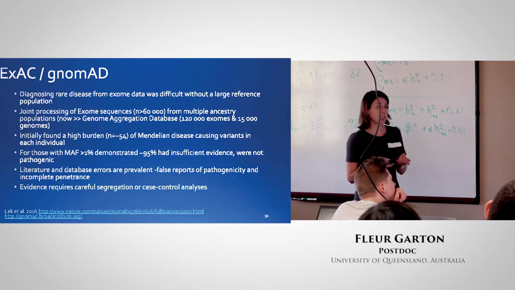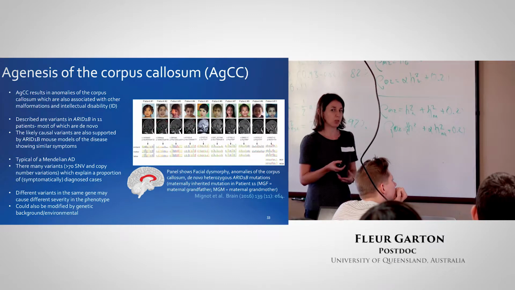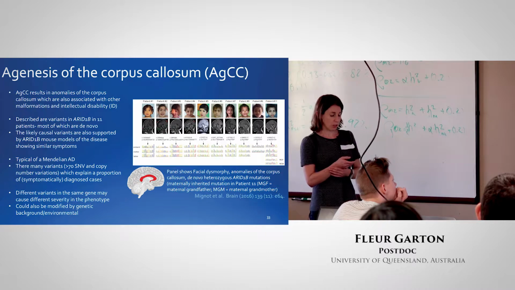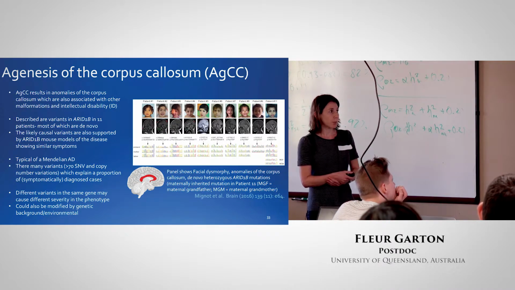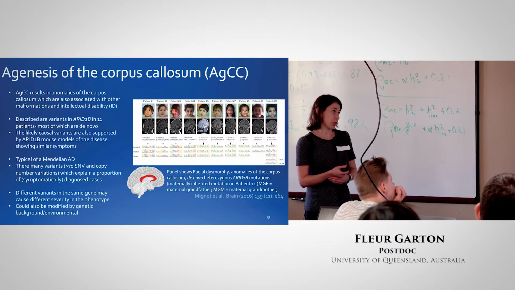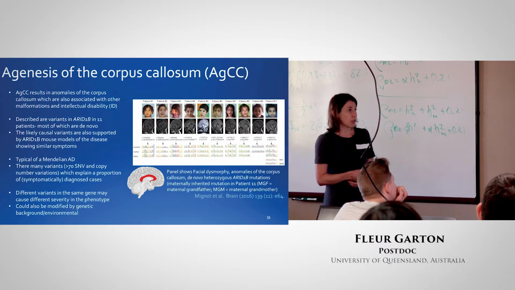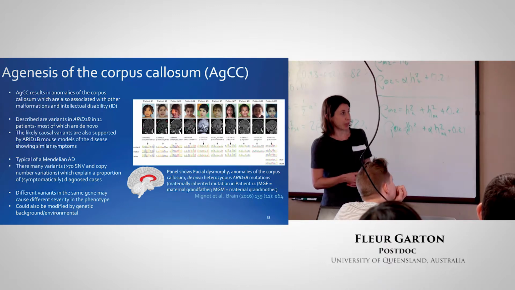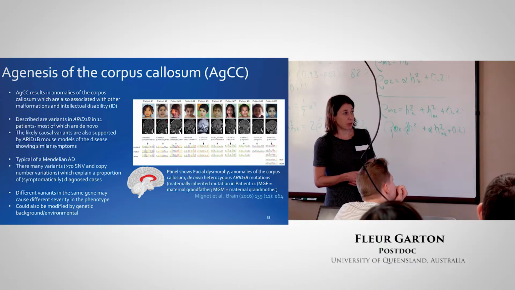I've just got an example here of what I thought might be a typical Mendelian disease, which relates to intellectual disability: agenesis of the corpus callosum. This is the corpus callosum here in the brain. These are also associated with other malformations and intellectual disability, and described here are 11 different patients, and they all seem to have different variants, all within the same ARID1B gene, most of which are de novo.